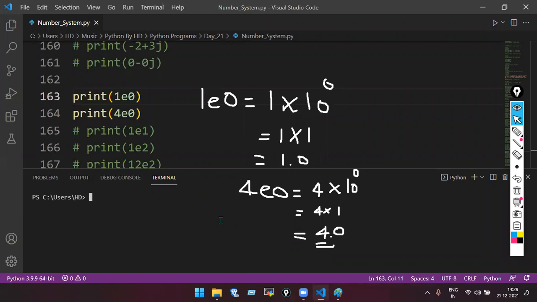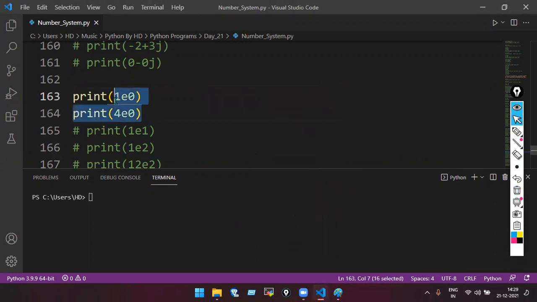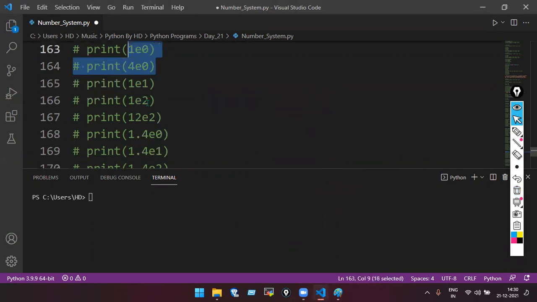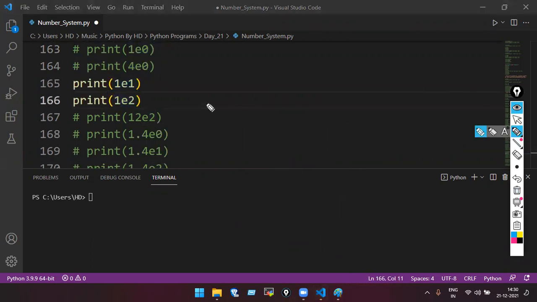Now, next one. So once again, what is the meaning of this 1e1? Simple. 1 into 10 to the power of 1. So what is the answer there? 1 into 10. 1 into 10 is how much? 10. So 10.0 will be the answer.